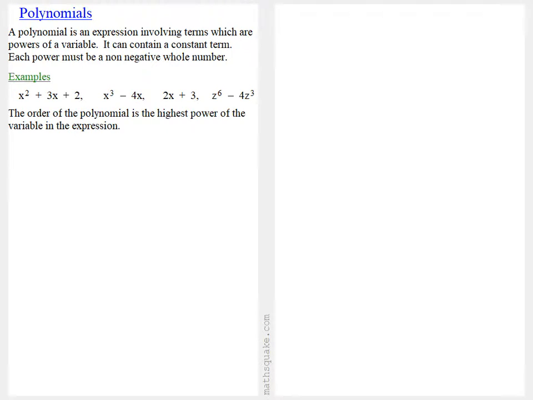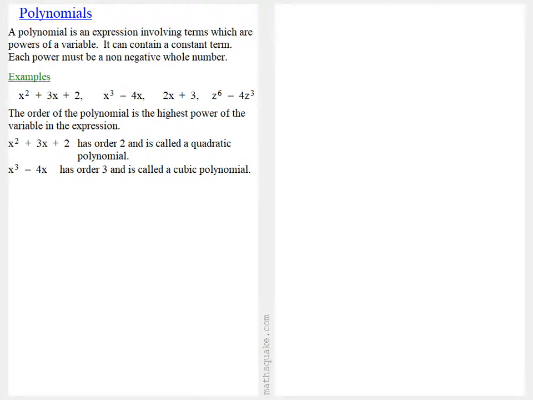The order of the polynomial is the highest power of the variable in the expression. So for example, x squared plus 3x plus 2 has order 2 because the highest power is x squared. This is called a quadratic polynomial. X cubed minus 4x has order 3 because the highest power is cubed. It's called a cubic polynomial.